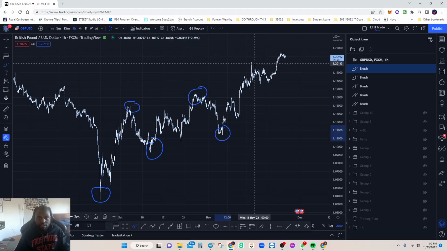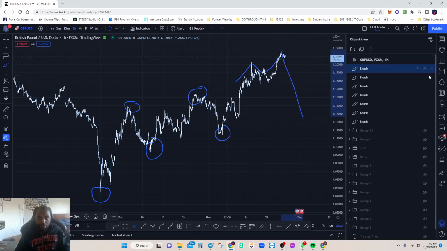Now, there's not really a high because it hasn't. For this to be a high, it has to pull back to confirm that this is a high. Right here, it's going up. This hasn't pulled back yet. So I'm gonna leave it like that.